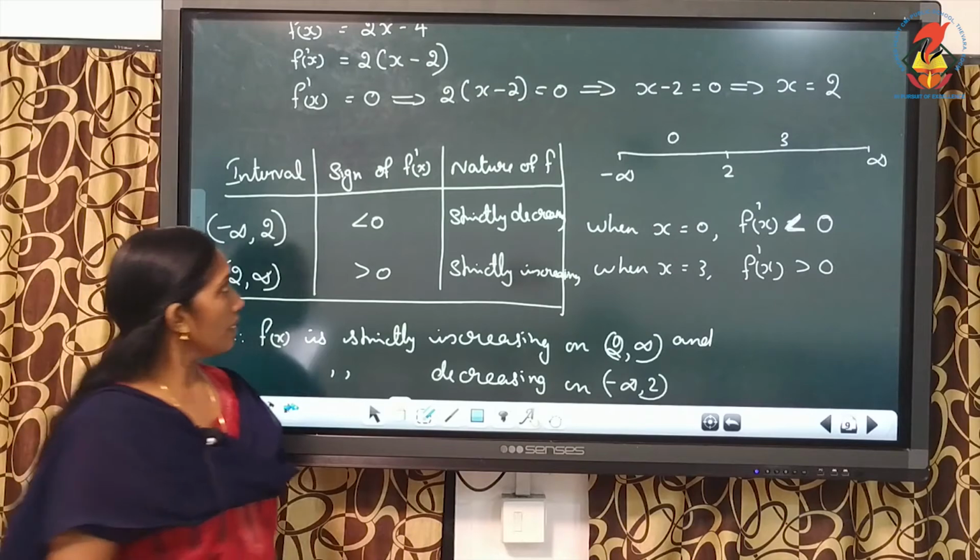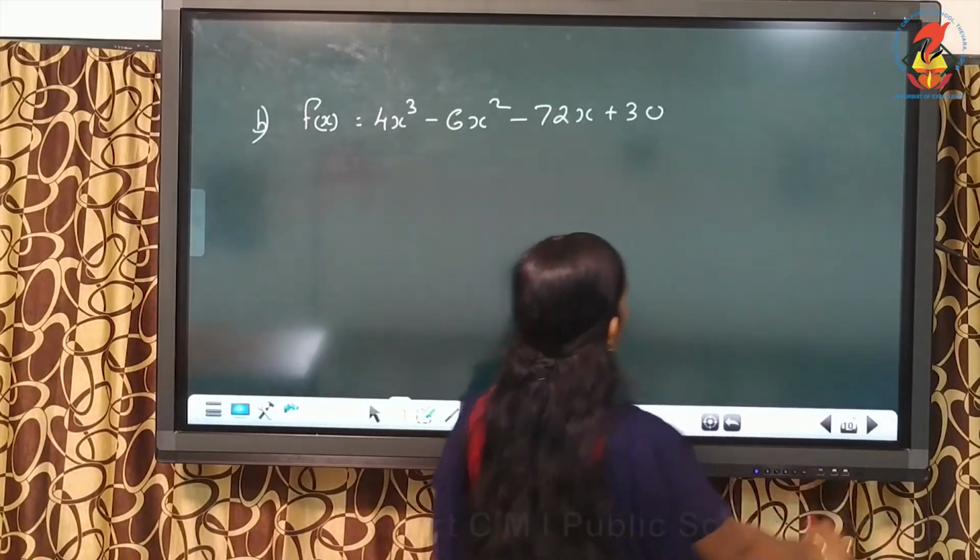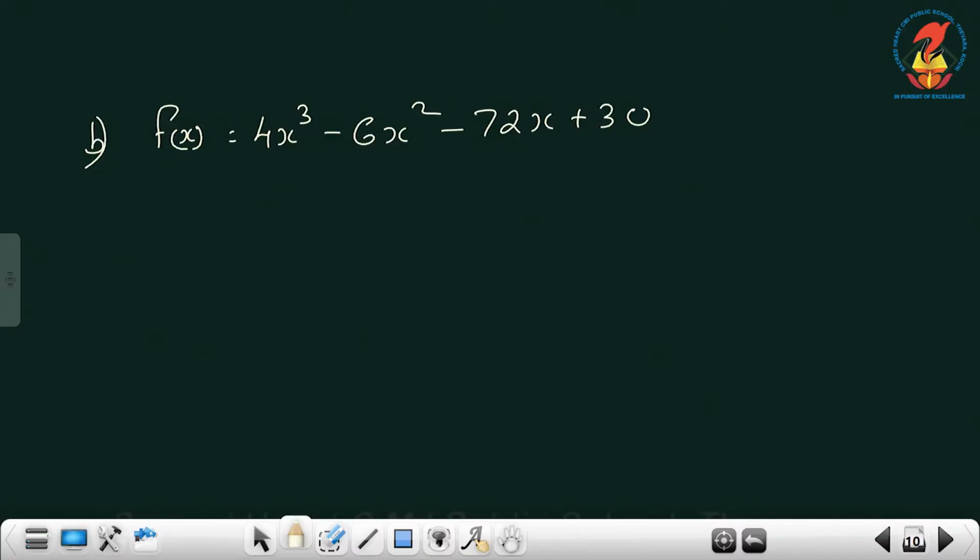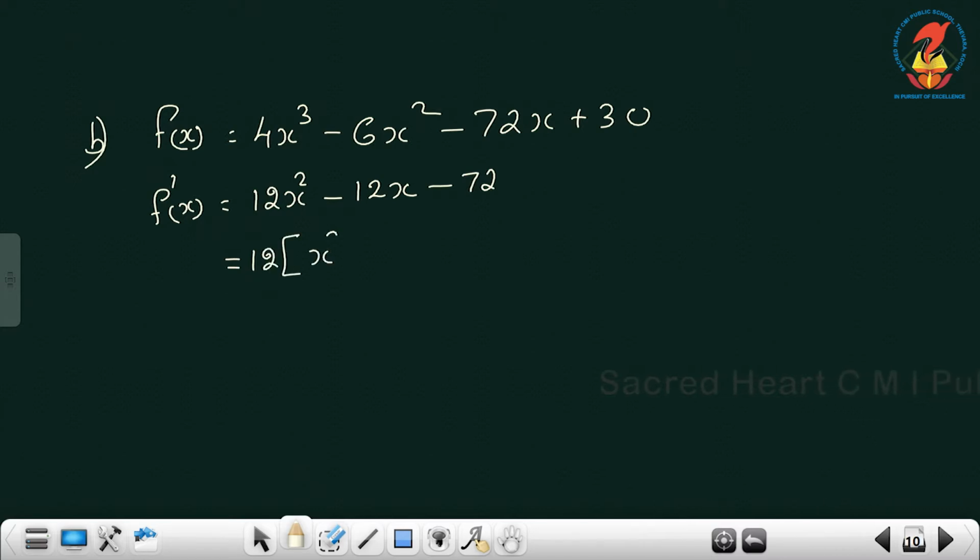Now the next question. It's a cubic polynomial like that. First we have to find the derivative. 4x cube derivative is 4 into 3, that is 12x square, minus 6 into 2 is 12x, minus 72 into 1, and last term is 0. Again simplification, 12 is common: x square minus x minus 6.